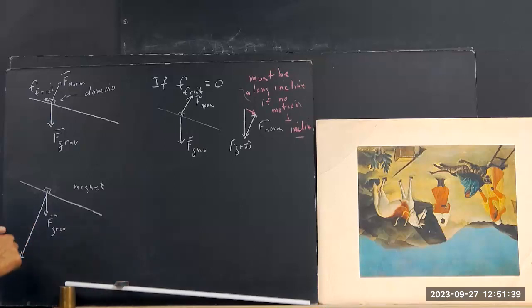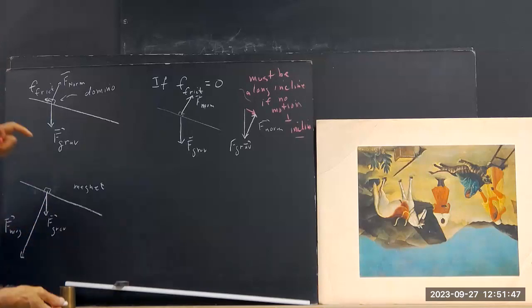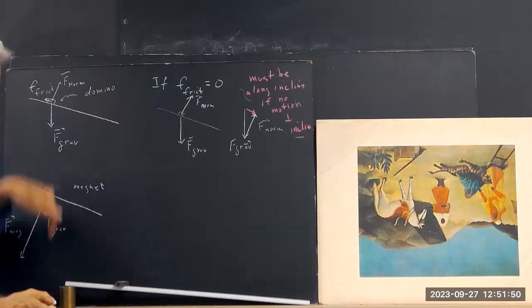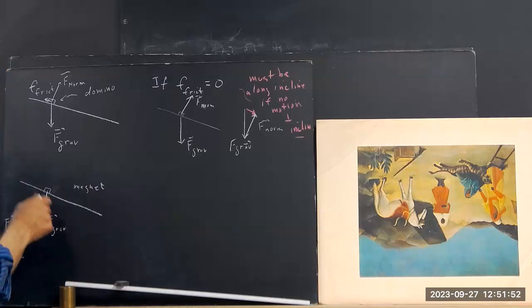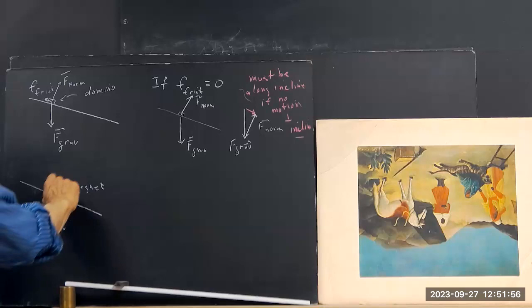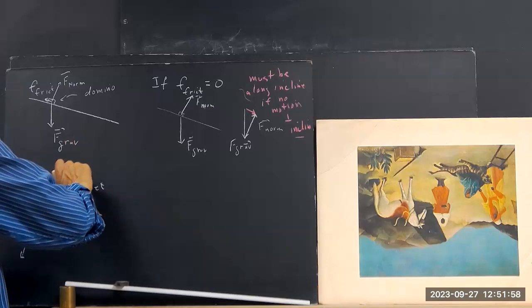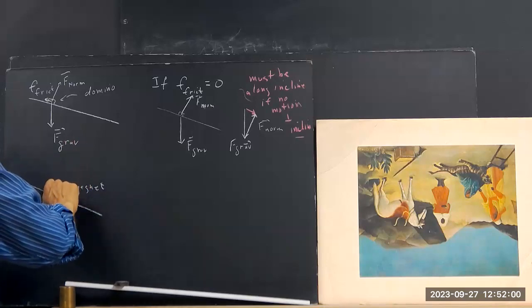This is the magnetic force, and it is a force of attraction, so it is perpendicular to the incline. And now you have a frictional force. Well, let's first of all go to the normal force.